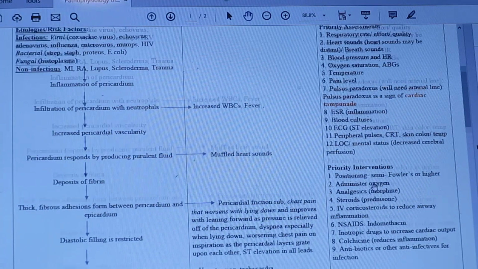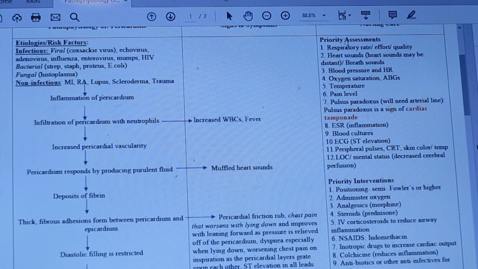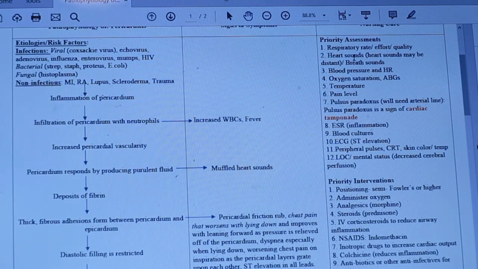All right, so then over here in the final column, I have your priority assessments for patients with pericarditis. Obviously, we're assessing the ABCs, so we're starting with respiratory rate, quality, heart sounds, breath sounds, all your vital signs. Pulsus paradoxus. Now, pulsus paradoxus is a very ominous sign because it is a sign of cardiac tamponade.